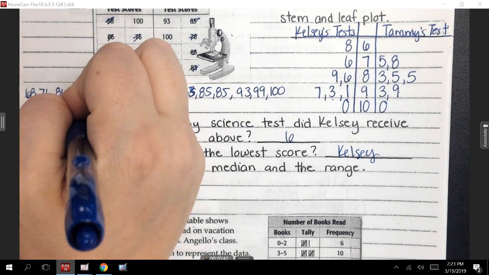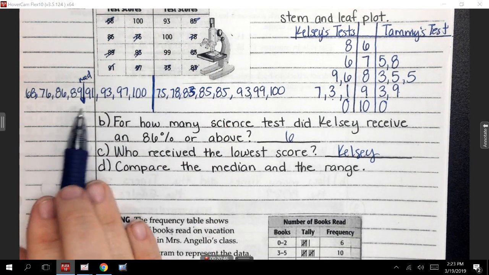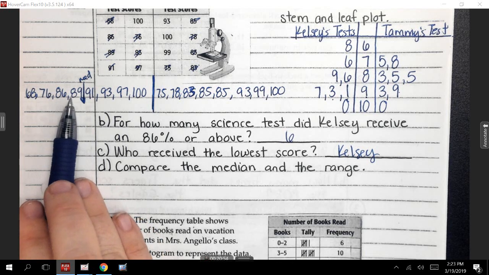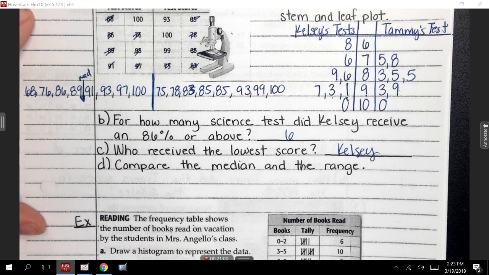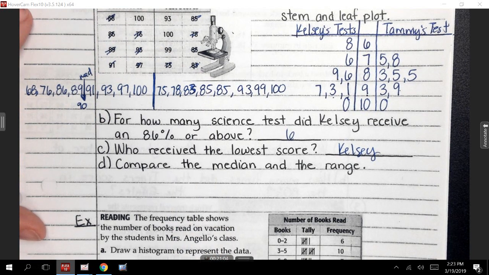What number is between 89 and 91? I'm confused. Evan, what number is between 89 and 91? If you don't know, add them and divide. Add them and divide. Evan, what number is between 89 and 91? 90. All right, so 90.